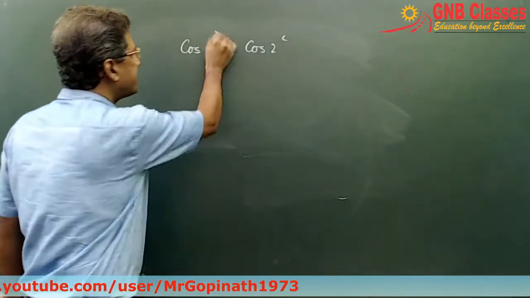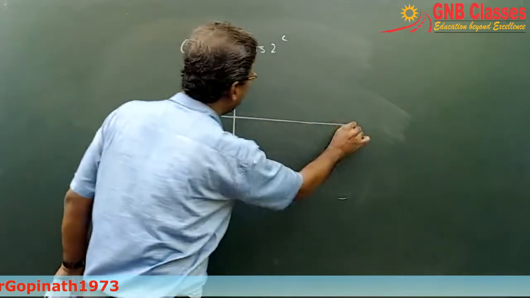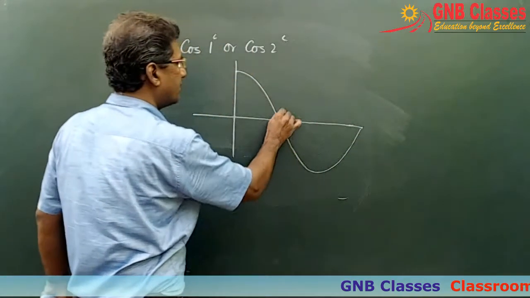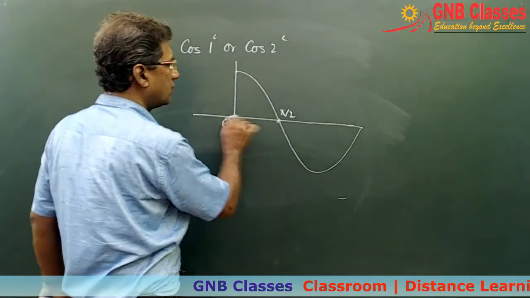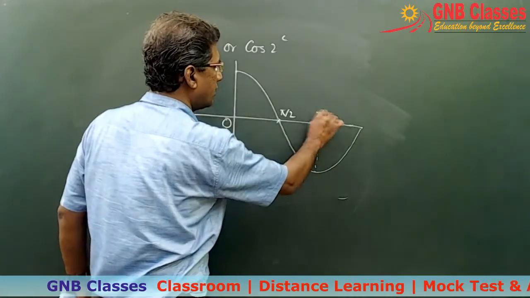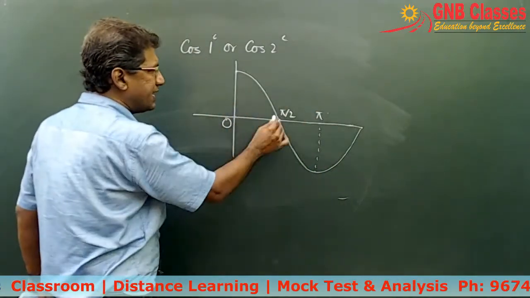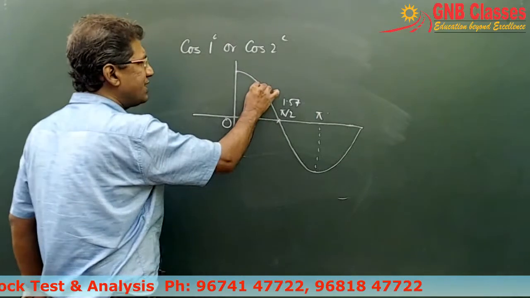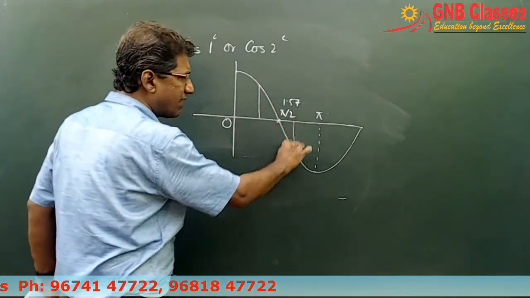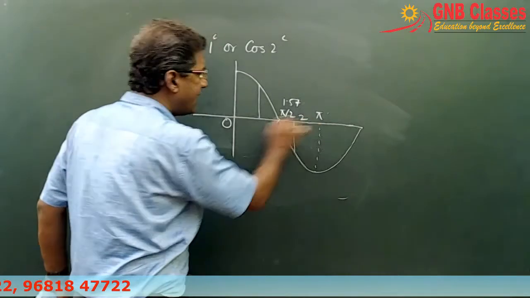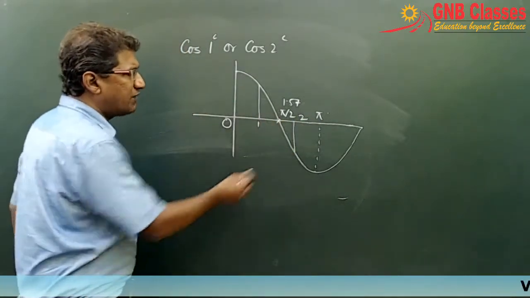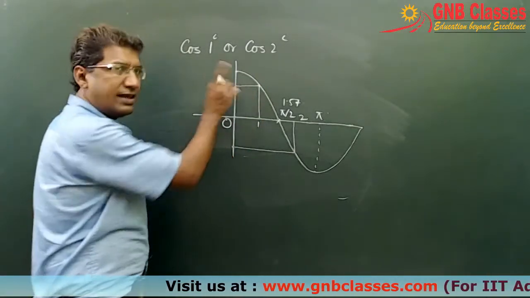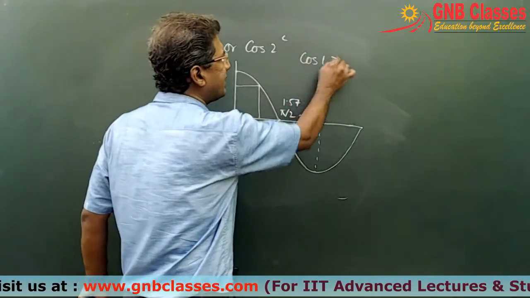Is it clear? Now you see, again if we draw the graph of cos, we are going to get something like this. This is pi by 2 and this is pi. Now pi by 2 is approximately 1.57. So 1 is somewhere here and 2 is somewhere here. This is my 2 radian and this is my 1 radian. So obviously from the graph itself we can see that cos of 2 radian is negative and cos of 1 radian is positive. Therefore we can say that cos 1 is greater than cos 2.